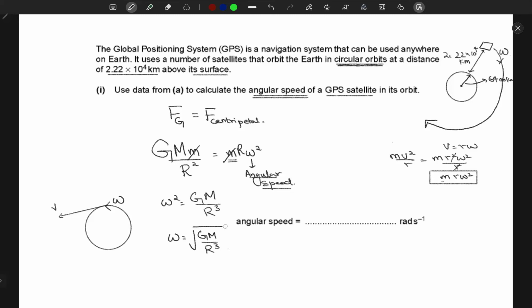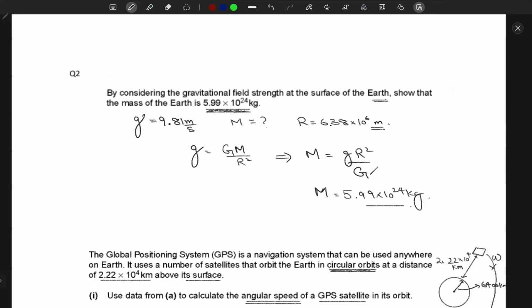Now we have everything. We have the mass of the Earth, that's there. The position of the satellite from the Earth is also given. So we'll just put in the values over here, and you can find the value for omega. So this is just 6.67 into 10 raised to power minus 11. That's the value for G. Mass of the Earth was 5.99 into 10 raised to power, what was it, 24 kilograms, right? We found that in this part.